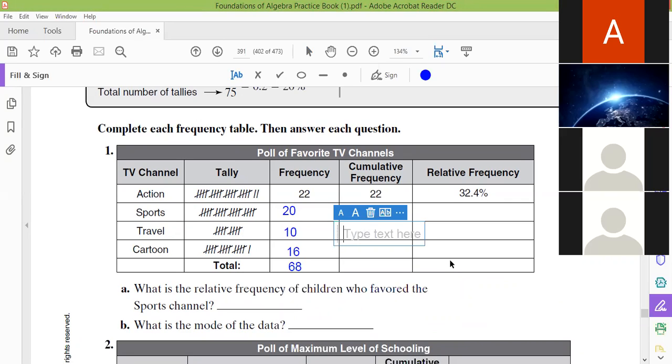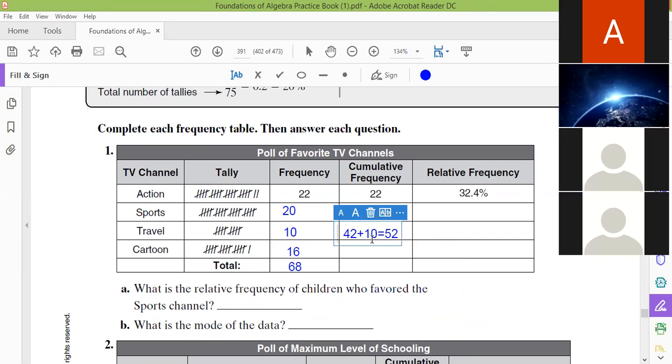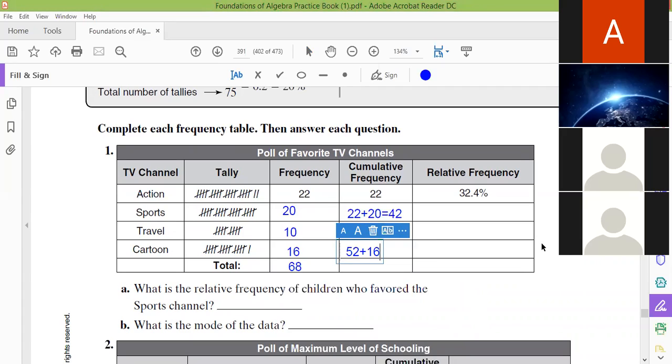Now 42. Mister, your voice is lagging. 42 plus 10 is equal to 52. Okay. Then 52 plus 16, which will be equal to how much? 68. Okay.